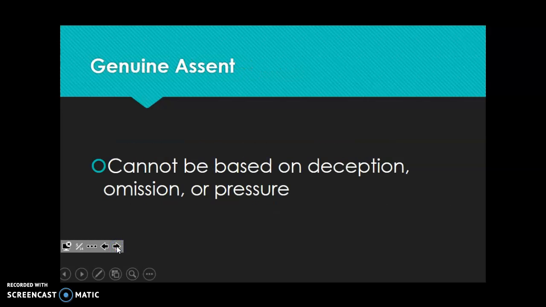There also must be genuine assent. That means that you really mean to, that you're honestly wanting to do what you're offering to do. It can't be based on deception, omission, or pressure. You can't force someone into signing a contract, because if they do it under force, then it's not a legally binding contract.